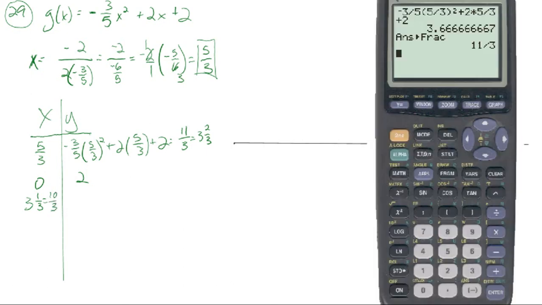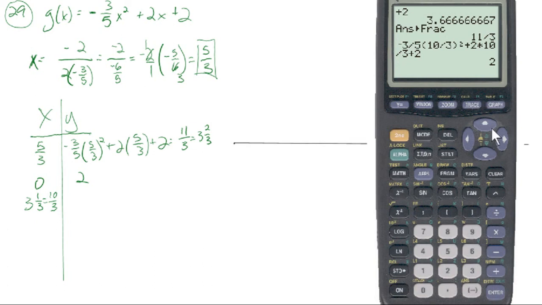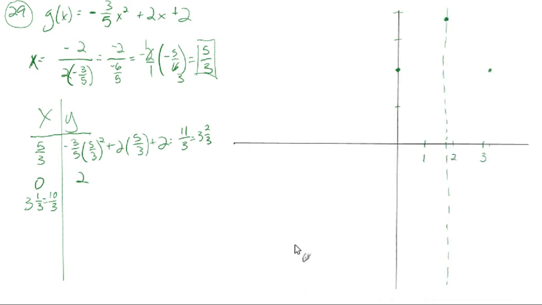So I'm going to bring this back up. Might be easier just to go ahead and put it in. Let's just verify that that's going to work. -3/5 times (10/3) squared plus 2 times 10/3 plus 2. And that is a 2. Awesome. Alright, so now we have 3 points. That's plenty to get us going on the drawing of this parabola.